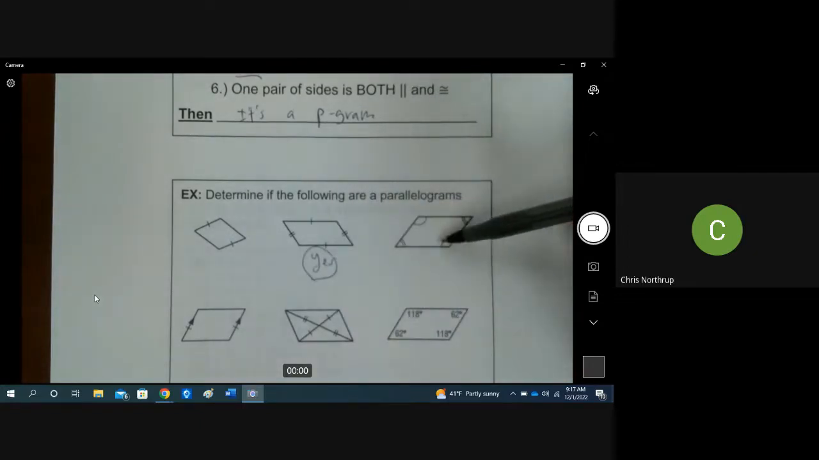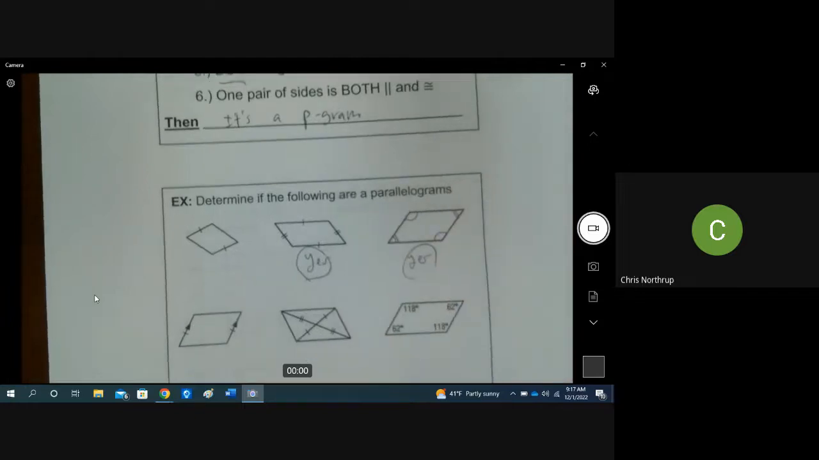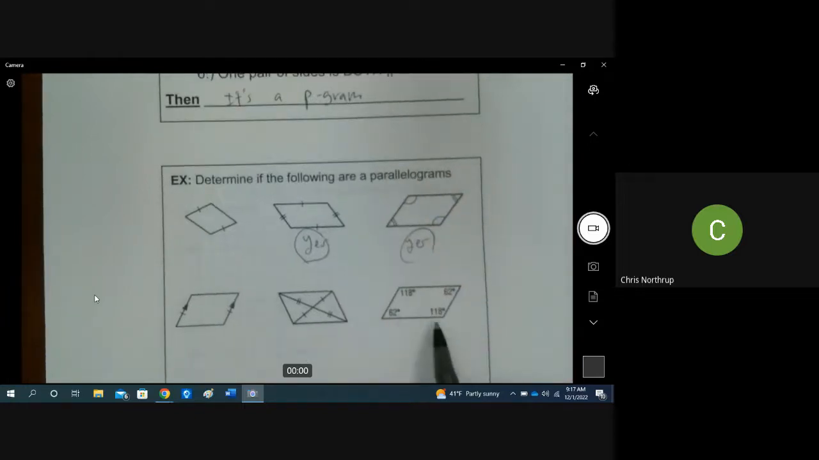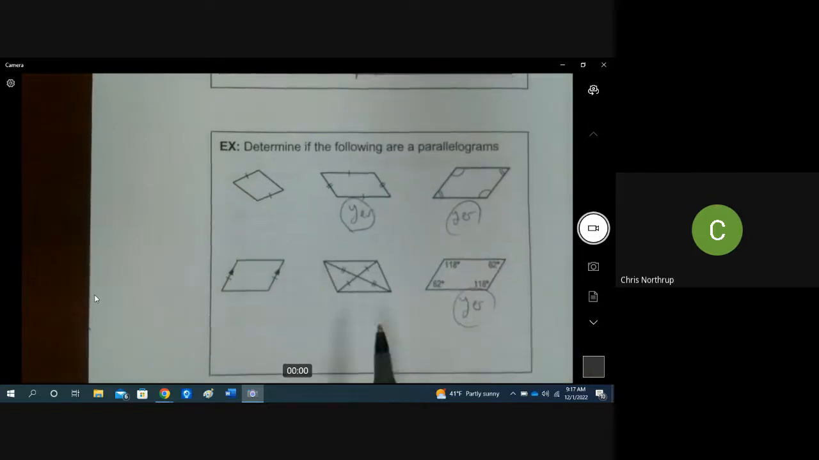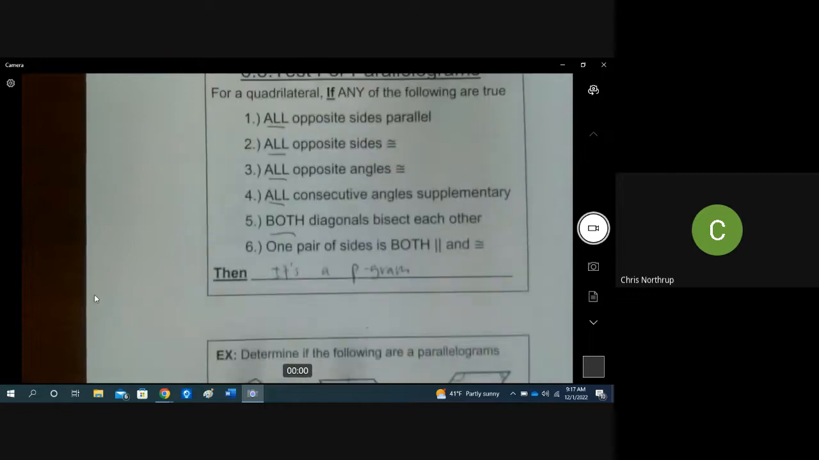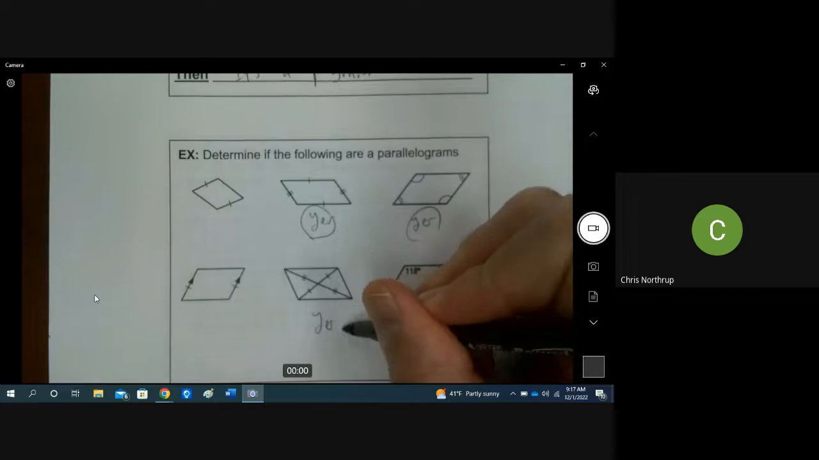Over here I've got an opposite pair of angles and another, so all opposite angles are congruent, so yes, that would be a parallelogram. Down here, if I look at those measurements, same thing. So that also is a parallelogram. This one in the middle, I don't know anything about the opposite sides. I don't know if they're parallel. I don't know if they're congruent, nor do I have anything about angles. But I do have that those diagonals are both bisected. So if both diagonals bisect each other, then yes, this would be a parallelogram.